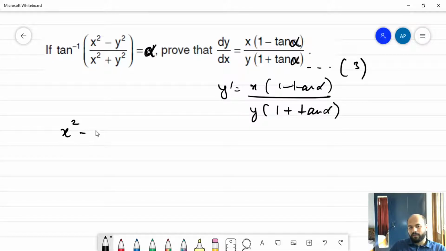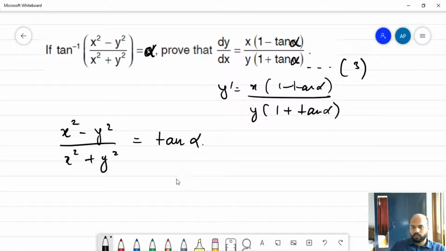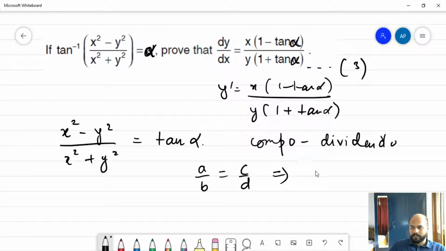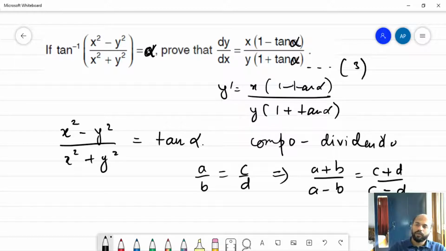So we will have x square minus y square by x square plus y square is equal to tan of alpha. This is what we have. Now what we do is we apply something called as componendo dividendo. Now what is componendo dividendo? Let us see that. It's a principle of ratio and proportions, which means that if I have a fraction on both the sides, then by applying this principle, I'm going to get a plus b by a minus b is equal to c plus d by c minus d. This is what we apply.